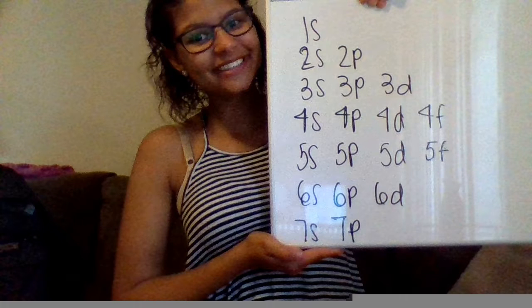In the S, you have one orbital, so it's one type of shape. That's it. In the P, you have 3 orbitals. It's 3 different kinds of shapes. In the D, you have 5 different orbitals, 5 different kinds of shape. And in F, it's the same thing, but it has 7. Now, in each orbital, you can only have 2 electrons.